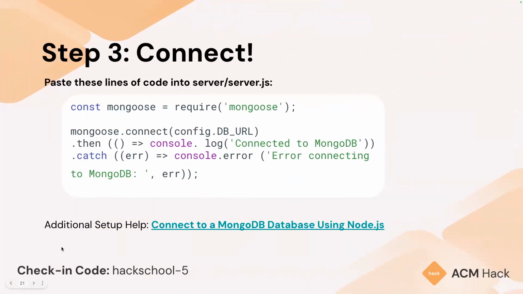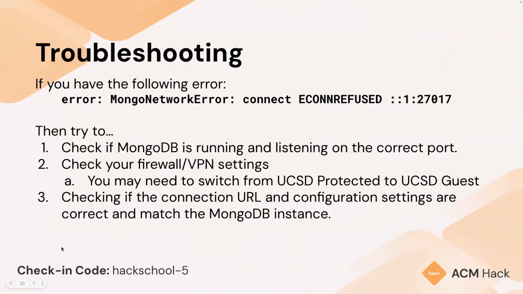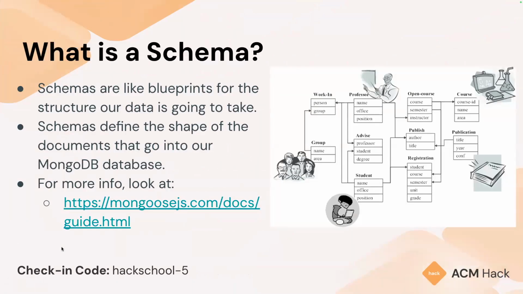Okay, so hopefully everyone has it working. So now let's talk about schemas. So what is a schema? Schemas are like blueprints for the structure our data is going to take. Schemas basically define the shape of our documents that go into our MongoDB database. An example of a schema would be something like this picture on the right. Each schema defines one model, and inside of the model, there are features, and inside of the features, it would be a key value pair. And for more info, you can go to this link right here.